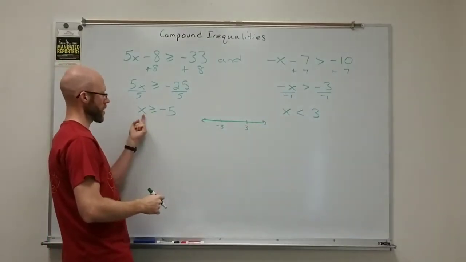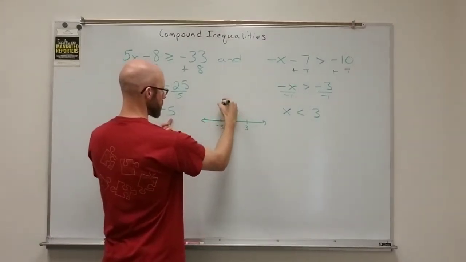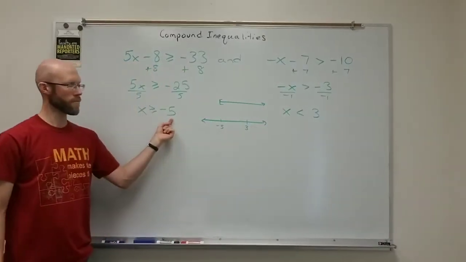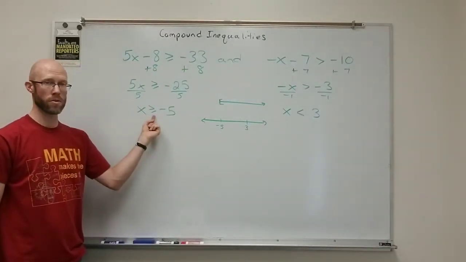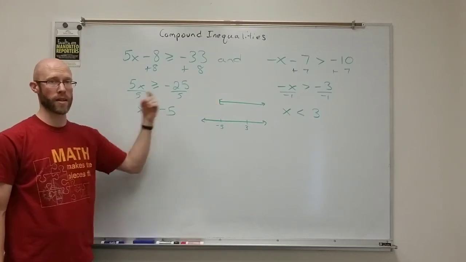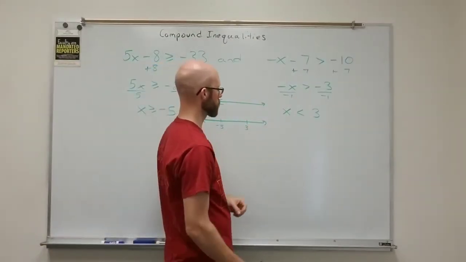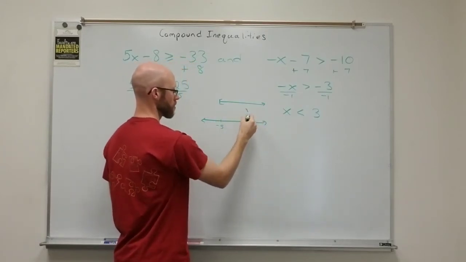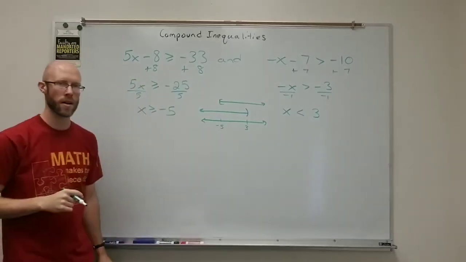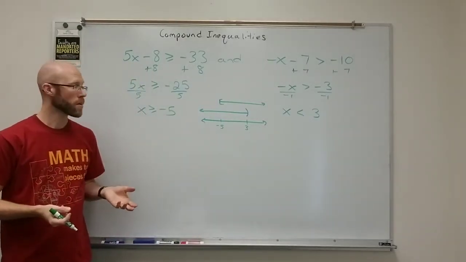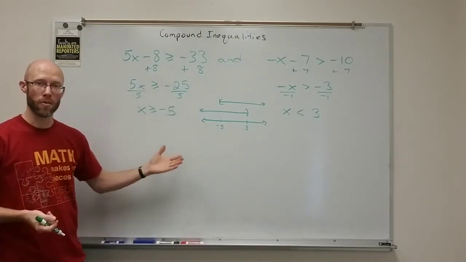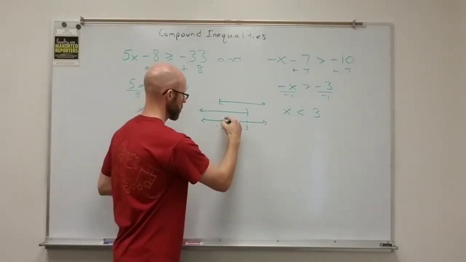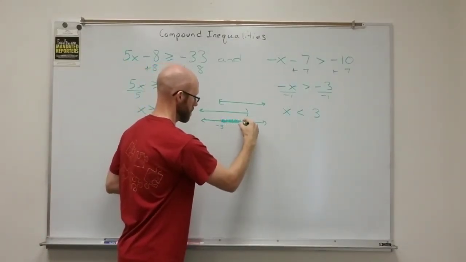So if x is greater than or equal to negative 5, that's everything to the right of negative 5. It includes the negative 5, so I put a bracket there. If I look at x is less than 3, that's going to be everything to the left of 3, not including the 3, so I put a parenthesis there. So now I want to look at the overlap. Well, the points that are on both of those intervals are the ones in between negative 5 and 3. Right, they're in between, so I shade all of those in.